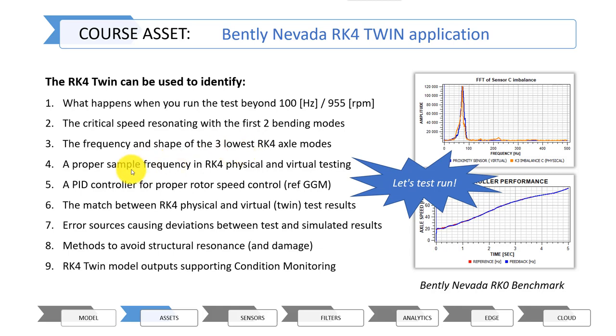Then I used the model to select a proper sampling frequency that is capturing all the oscillations. And I used it for tuning a PID controller that gave me the wanted simulation speed as in the physical test. Then I used it to match or verify the physical results and run digital twin simulation that gave me additional results and information from the digital twin. And then our digital twin model also reveals error sources causing deviations between the test and simulated results.